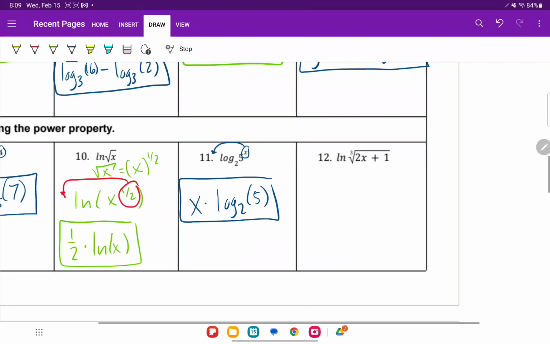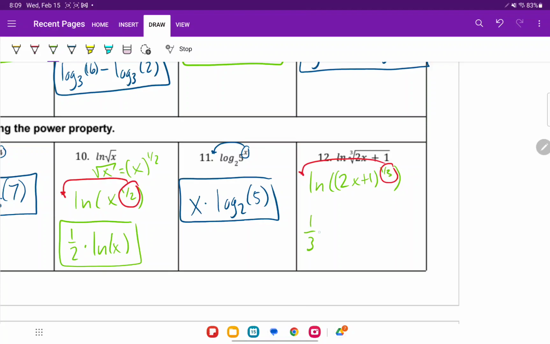And then for this last one here, again, here we have a cube root. So ln of 2x plus 1. And if it was square root, it was 1/2 power. So if it's a cube root, it's going to be the 1/3 power. All right. And just like before, we're going to take this exponent and we're going to move it to the front and multiply it to the log. So in this case, it would be 1/3 times ln of 2x plus 1. And I can't simplify any further because there's no way to reduce anything.